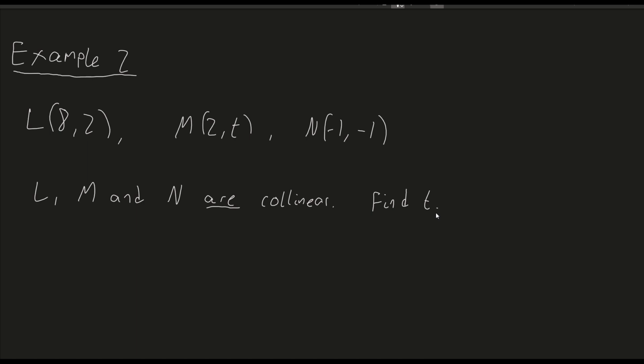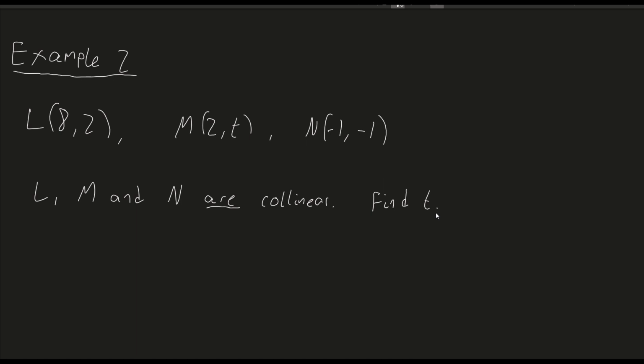In our second example of collinearity, here we have a different scenario. We have the points L(8, 2), M(2, t), and N(-1, ...), and we are being told that these points are collinear. So we're not being asked to show whether they are or aren't collinear. We're being told that they are collinear, and we have to find t.